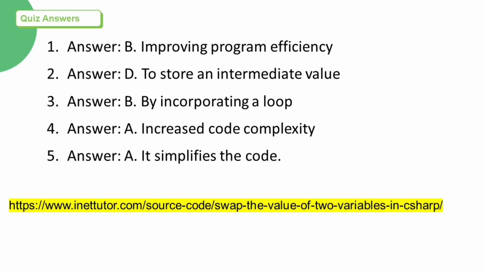Quiz answers. 1. Answer: B. Improving program efficiency. 2. Answer: D. To store an intermediate value. 3. Answer: B. By incorporating a loop. 4. Answer: A. Increased code complexity. 5. Answer: A. It simplifies the code.